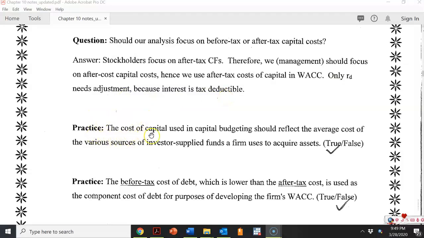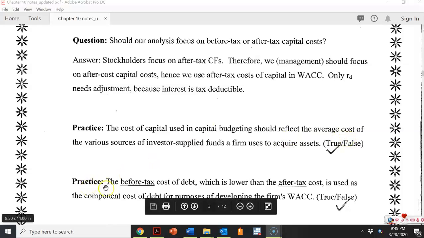Practice: the cost of capital used in capital budgeting should reflect the average cost of the various sources of investor-supplied funds a firm uses to acquire assets. This is true. The cost of capital used in capital budgeting is exactly WACC, and it reflects the cost of each component.